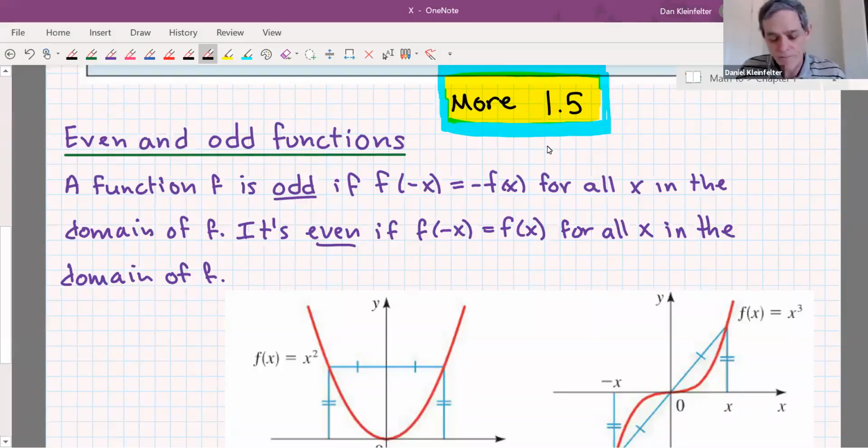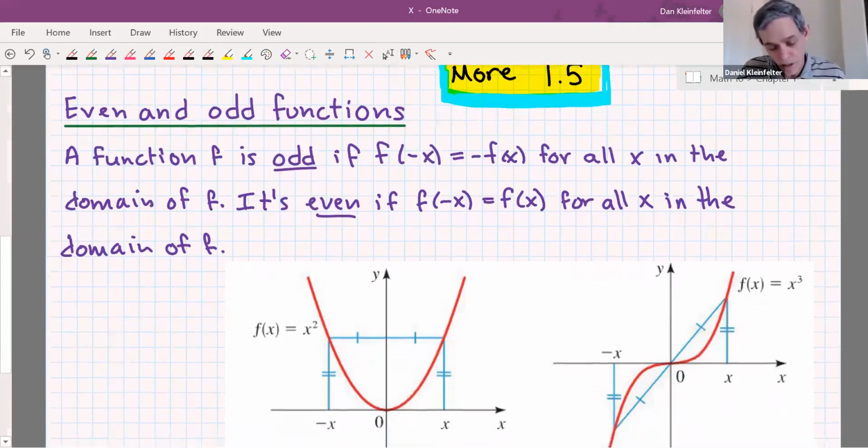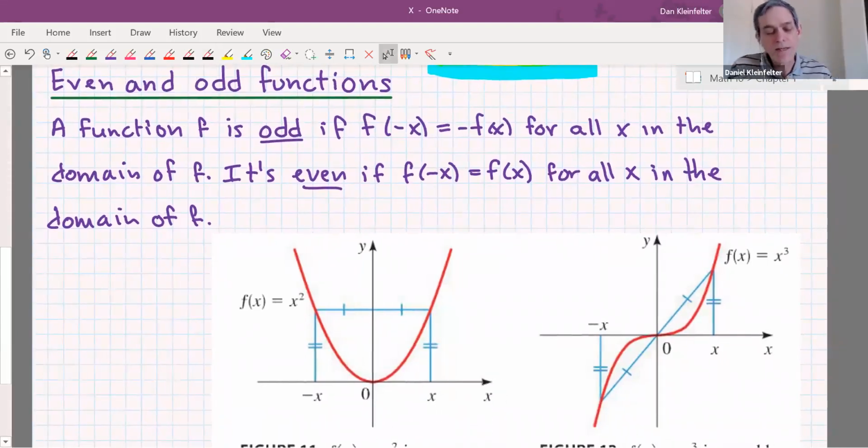Welcome back, everybody. In this video, we're continuing section 1.5 by looking at even and odd functions. So first of all, definition. For a function to be odd, what that means is that f of minus x equals minus f of x for all x in the domain of f.